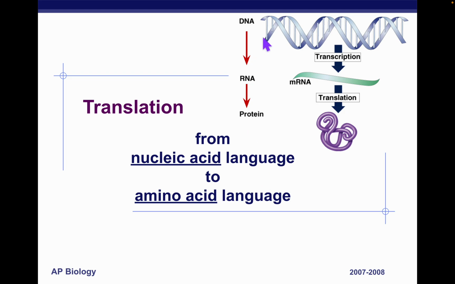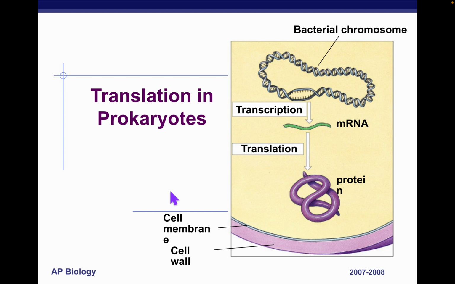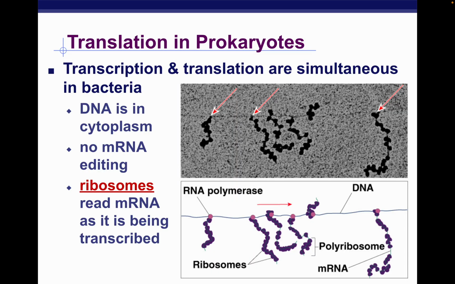So we just got through DNA to RNA through transcription. Now translation is when we go from nucleic acid to amino acid. And remember, amino acids are the subunits that make up proteins. So we're translating from nucleic acid to protein. As always, we're going to start off talking about translation in prokaryotes. They don't have a nucleus, okay? So transcription and translation are simultaneous in bacteria. DNA is in the cytoplasm, so there's absolutely no mRNA editing. Ribosomes will just read the mRNA as it's being transcribed.